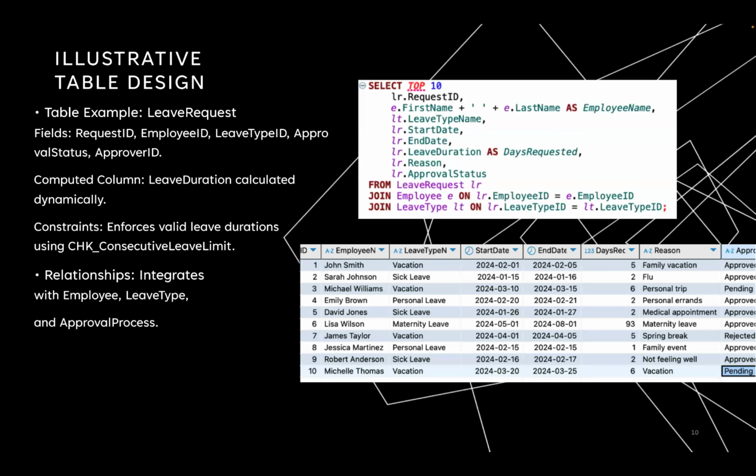For a quick review of our illustrated design style, let's retrieve the leave request table. This table manages leave applications and includes a computed column, leave duration dates, self-calculated based on the start and end dates. This is achieved by invoking our validation function within the constraint.